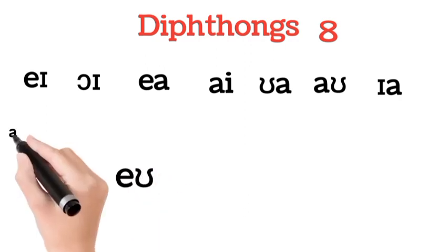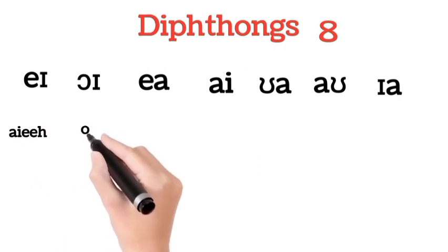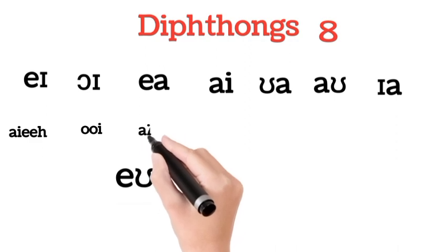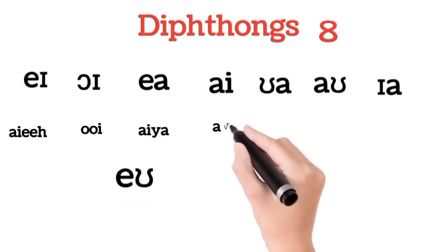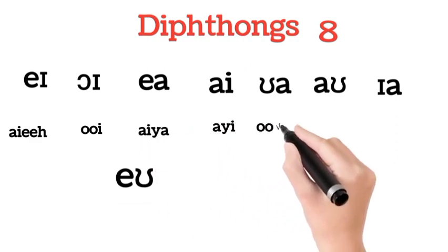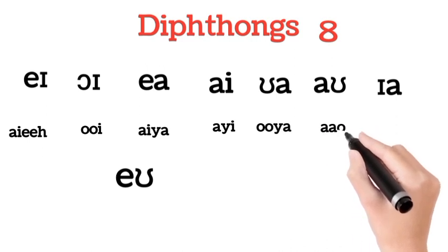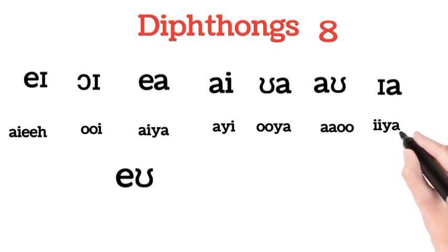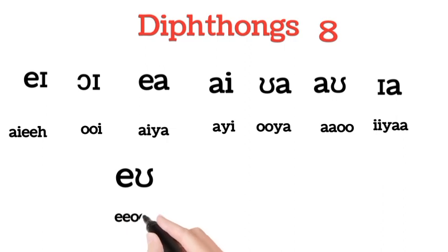Second one is O. For example, in boy, toy. Third one is ear. For example, deer, here. Fourth one is I. For example, in mine, sky.